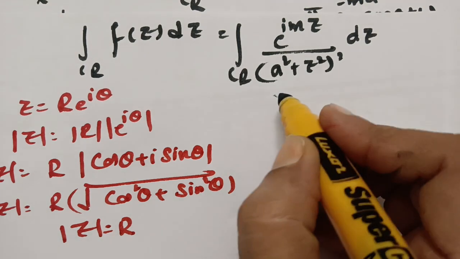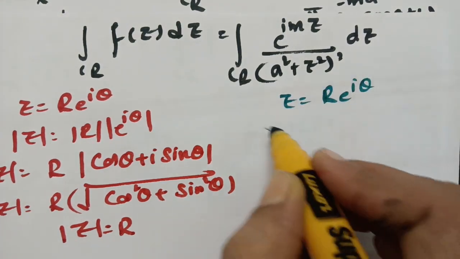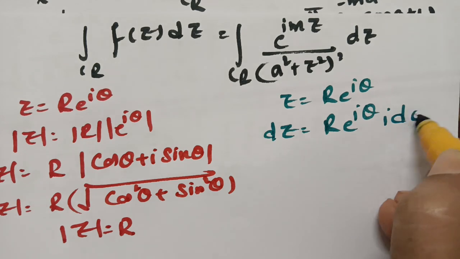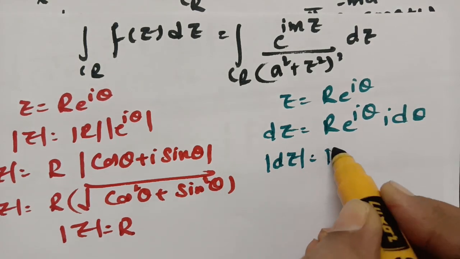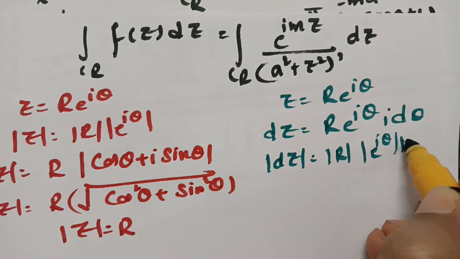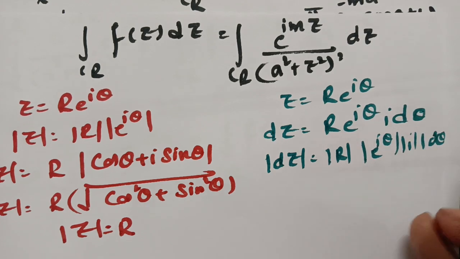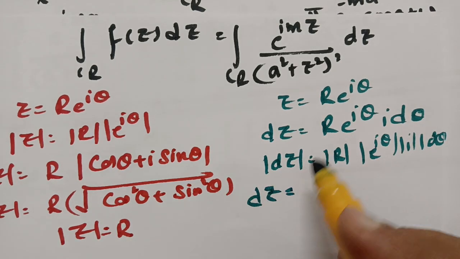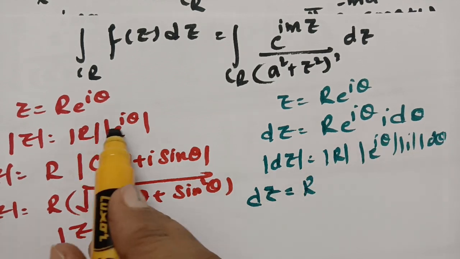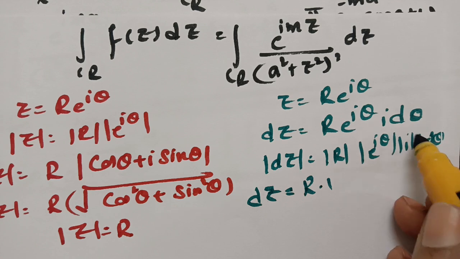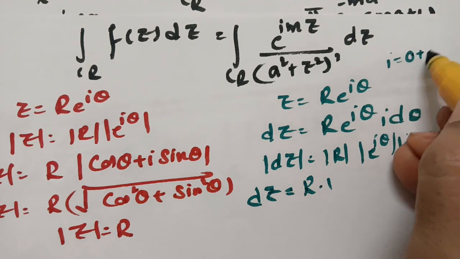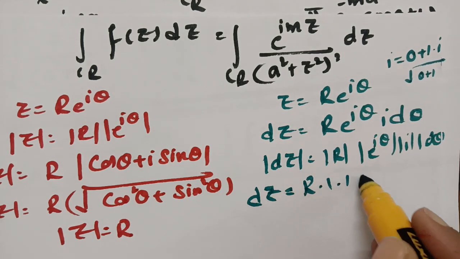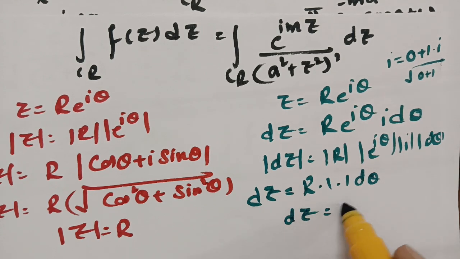And next, z I'm taking as r into e power i theta. If I take the derivative, this is r into e power i theta, i into d theta. If I take the modulus for each and every term here, this is e power i theta, this is i, and this is d theta. Clear? Then dz value will be, what remains here? This is r. E power i theta is clearly 1, and i can be written as 0 plus 1 into i. If I take the modulus, this will be 0 plus 1, which is equal to 1, and this is d theta. So mod dz is r d theta.